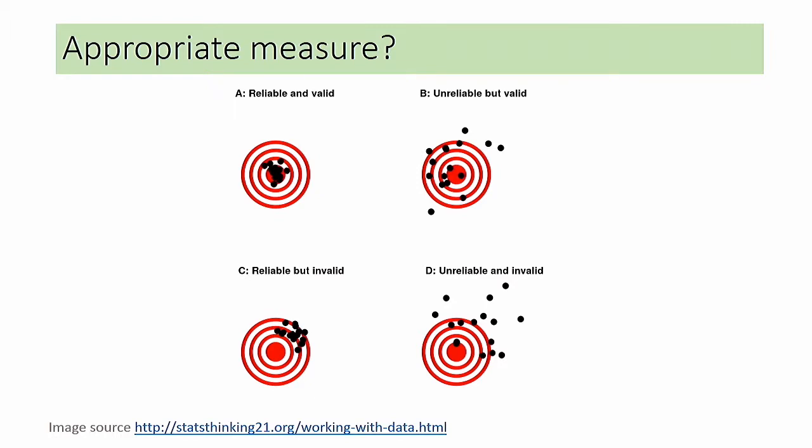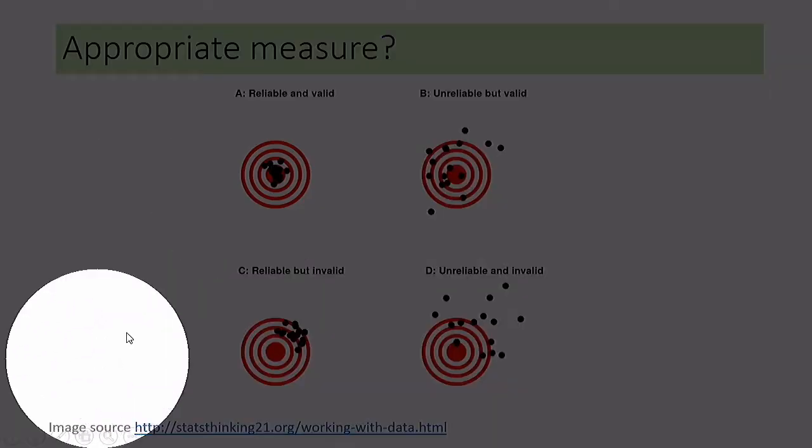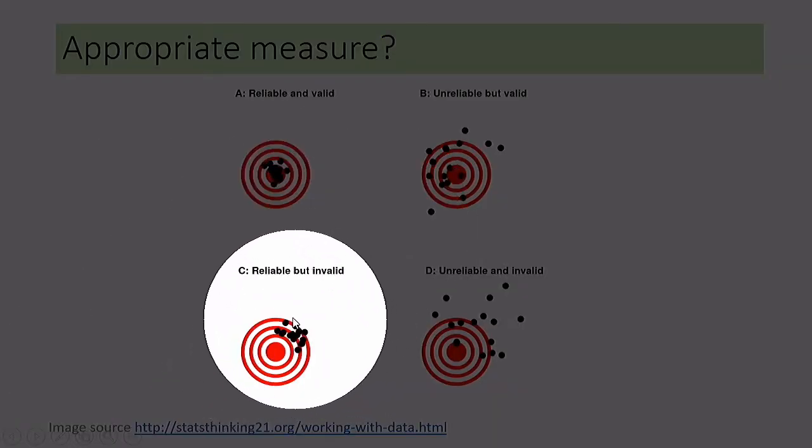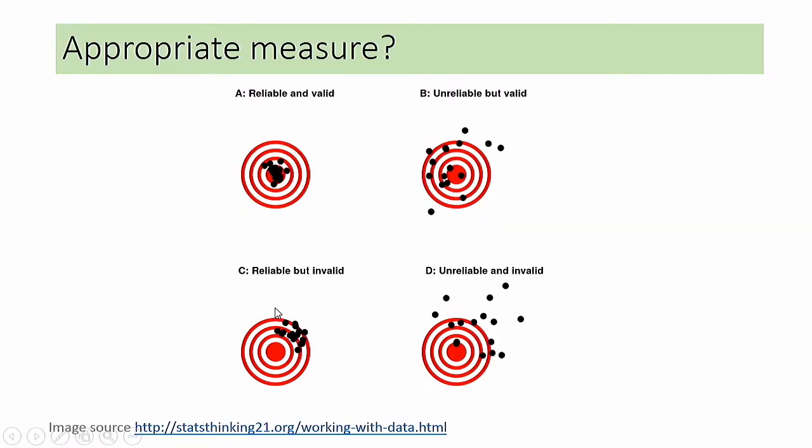So what is an appropriate measure? And I quite like this sort of diagram. I have it on my notice board in my office. But ideally we would have a measure that is reliable and valid. We might be able to accommodate a measure that was reliable but invalid as long as we had information about that and we knew where the invalid measurement came from, or an unreliable valid measure, up there on the top right, but preferably not an unreliable and invalid measure.